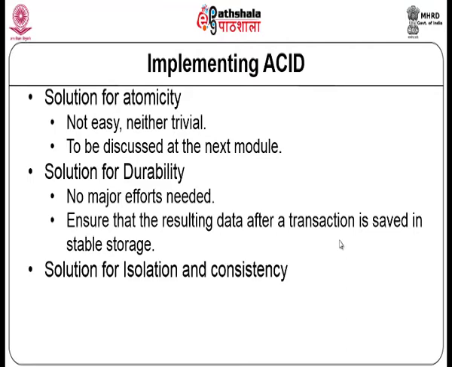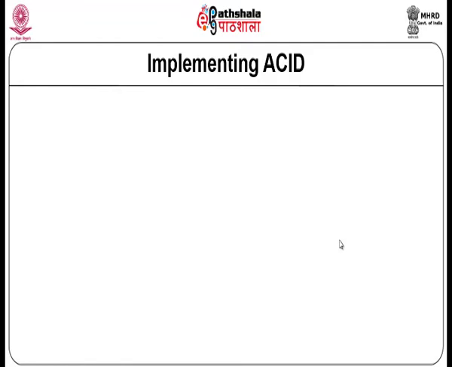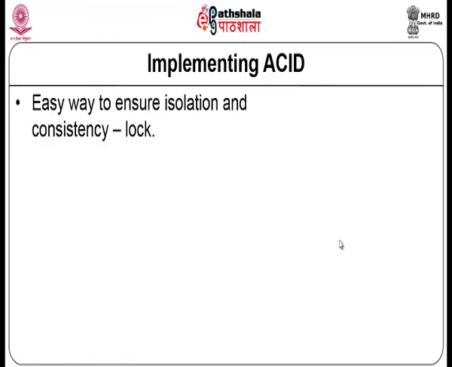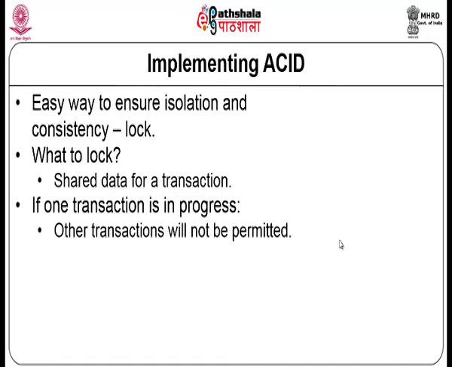The solution for isolation and consistency is the discussion. It ensures that a transaction in progress does not interfere with another transaction in progress, so that there is no concurrent access of data. So, how do we implement this? The easiest way is to lock. The question comes, what to lock? We lock the shared data for every transaction. If there is data that is being shared by multiple transactions, we put a lock on it. If one transaction is in progress, the other transaction will not be permitted.